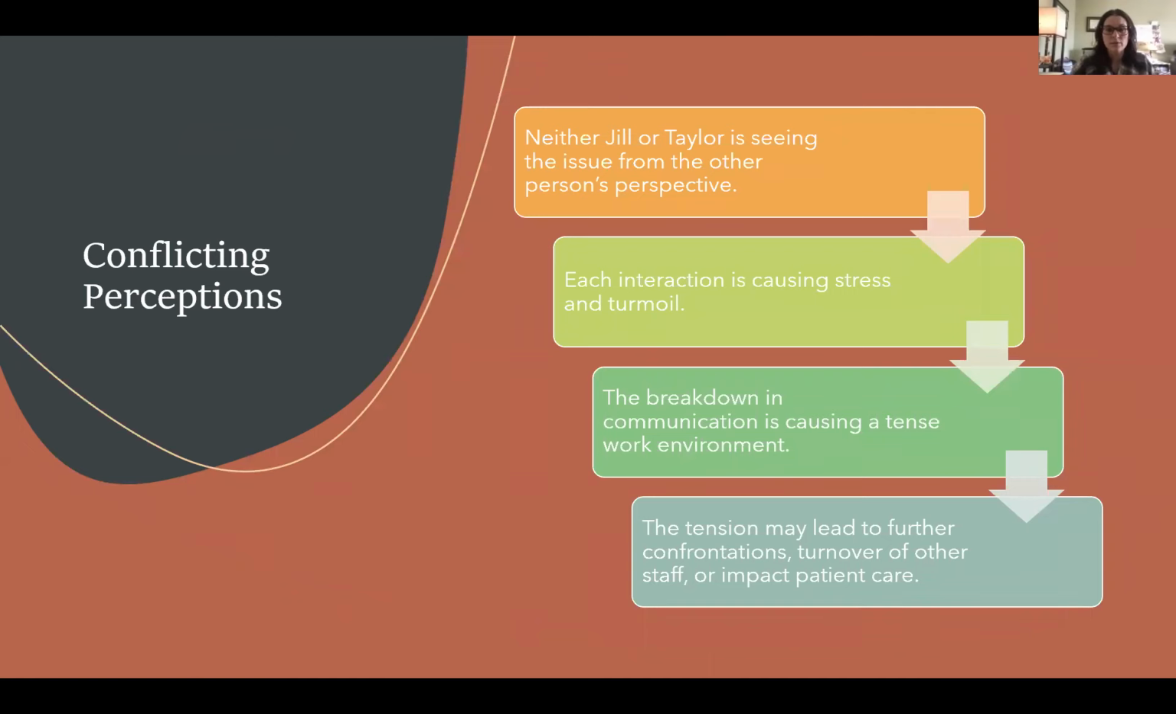The conflicting perceptions: neither Jill nor Taylor is seeing the issue from each other's perspective. Each interaction is causing stress and turmoil among the team, the whole group. The breakdown in communication is causing a tense work environment, and the tension may lead to further confrontations, turnover of other staff, and may eventually impact patient care.